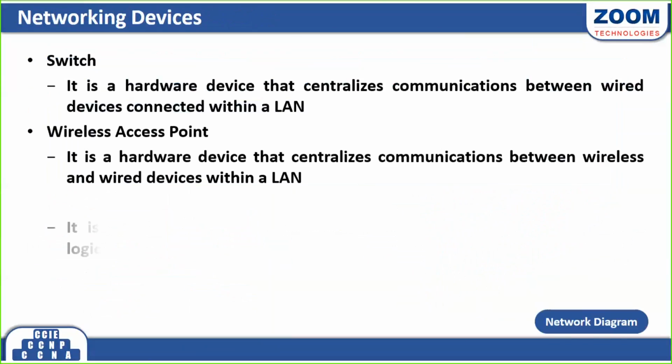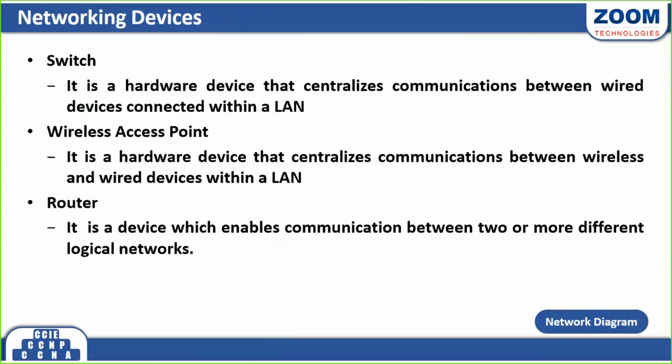So you can read these points, each and every device's functionality. Switch: it is a hardware device that centralizes communications between wired devices connected within a LAN. Access point: communication between wireless and wired. Router: enables communication between two or more different logical networks.